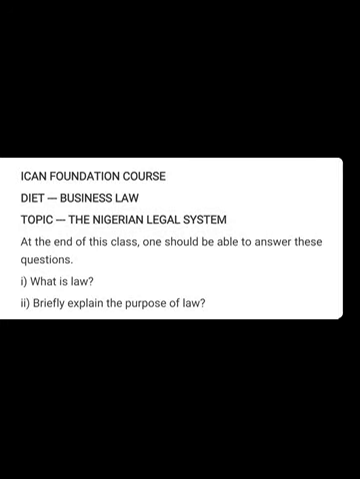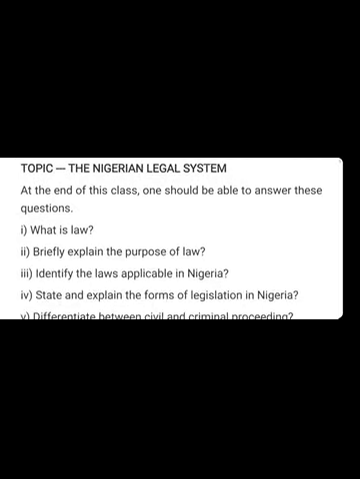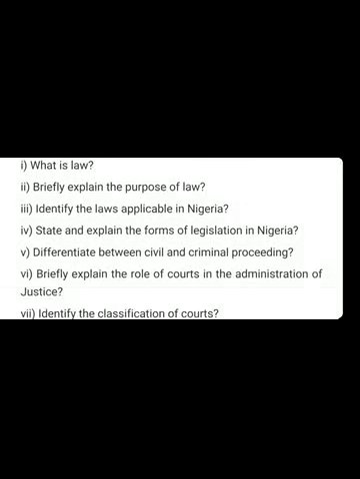At the end of this class, one should be able to answer these questions. What is law? Briefly explain the purpose of law. Identify the laws applicable in Nigeria. State and explain the forms of legislation in Nigeria. Differentiate between civil and criminal proceedings.